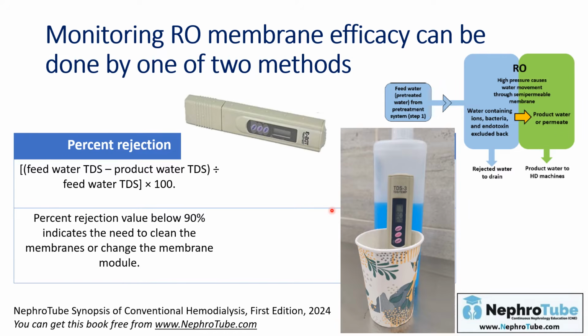Important point: this TDS apparatus gives you a number in a unit called ppm, and ppm is the abbreviation of parts per million. It is the same as 1 milligram per liter. So 1 milligram per liter is the same as 1 ppm.